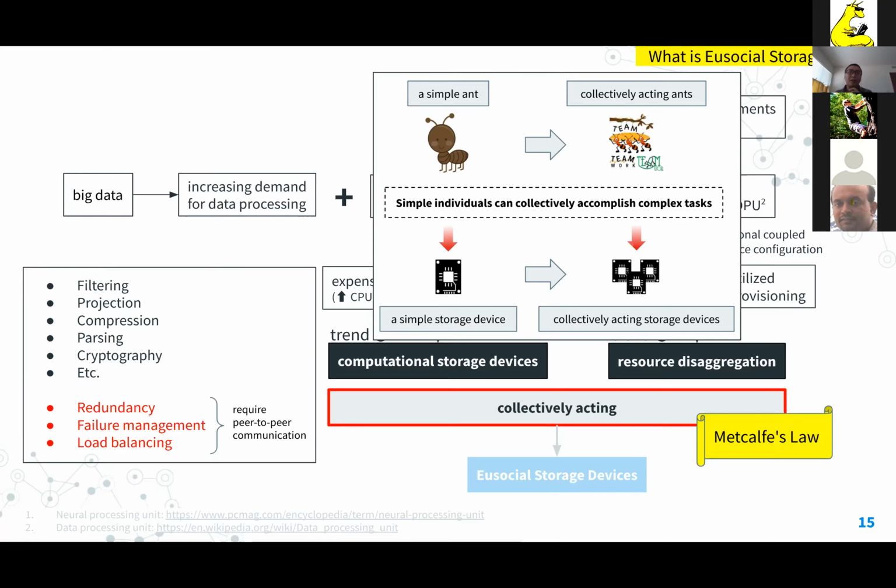But if we enable collective behavior by allowing them to communicate peer-to-peer with each other, they would now be able to take over tasks such as redundancy, failure management, and load balancing that traditionally would require data traffic between hosts.